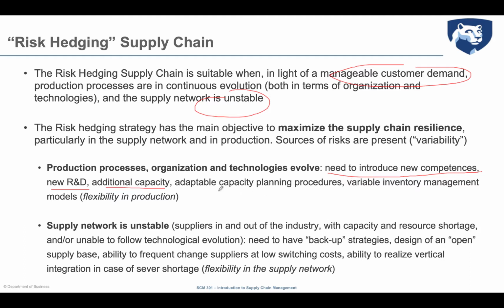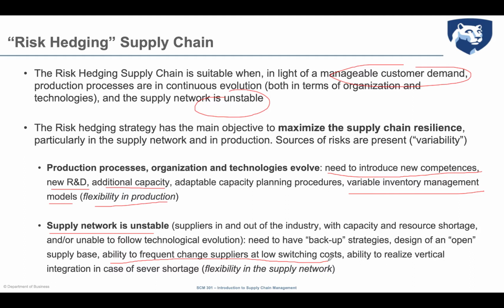In a risk hedging supply chain: adaptable capacity planning procedures, variable inventory management models. So everything that is related to making my production processes flexible to variation of technology or production system organization. So flexibility in production. For what concerns the supply network being unstable, you need to have backup strategies. So dual sourcing, parallel sourcing, design of an open supply base. So keep my supply base open to more suppliers than the one that, for example, a lean supply chain may have. The company should have the ability to frequently change suppliers with low switching cost, as well as the ability to realize vertical integration in case conditions change. So this means having flexibility in the supply network.